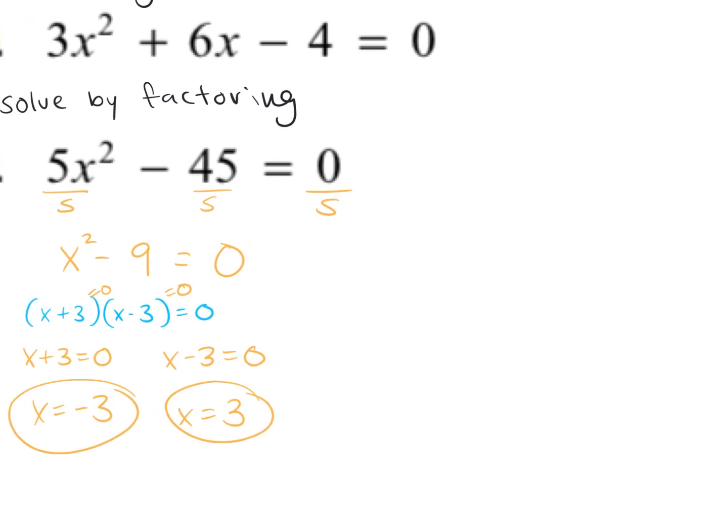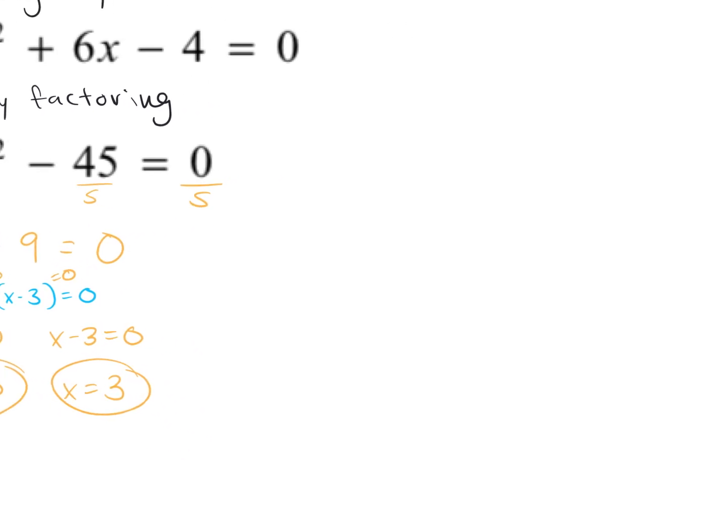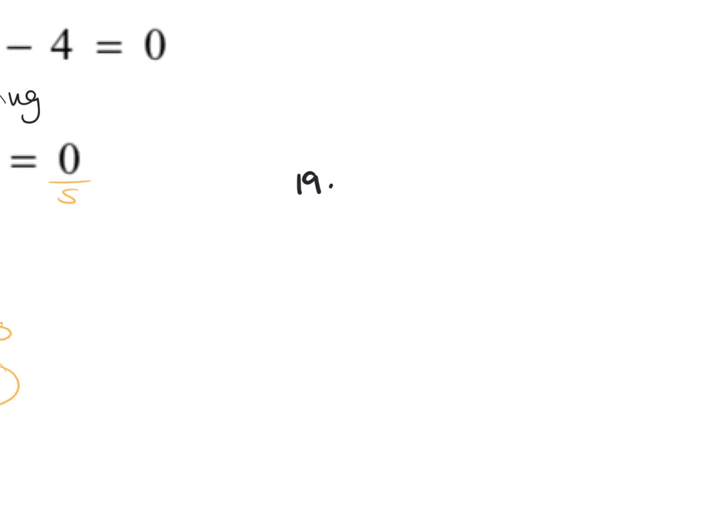I want to do one more question similar to this, but a little bit different. So I would definitely write this down. We had something kind of like this on the quiz, just so you understand the difference. So I'm going to call it 19. Let's say we had 2x squared is equal to 7x, and it said solve by factoring.